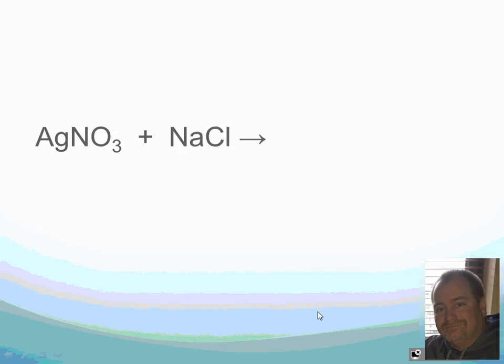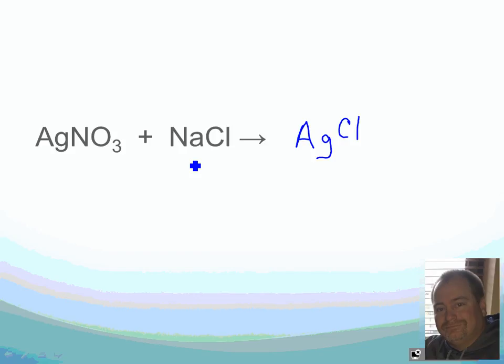Now, my very first, what does letter A say of my double replacement? To do what? Determine the possible products. So what I need to do is look and say, okay, if I would have this double reaction occurring, I am going to switch my cations. So I'm going to flop Ag and Na. When I do so, I'm going to get AgCl.